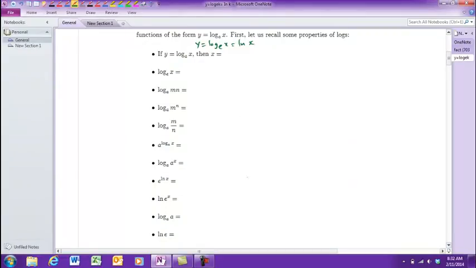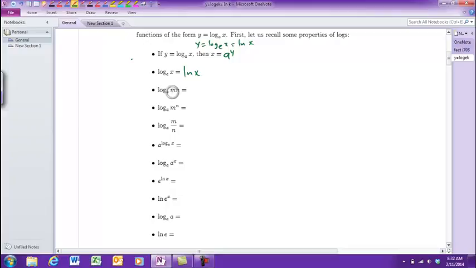Okay, so if y is equal to log base a of x, this is logarithmic form, and what I want you to do here was rewrite it into exponential form. That is, if y is equal to log base a of x, then x is equal to a to the y. This base a is still the base of the exponent, and then the y becomes the exponent. Now log base e of x, that's just natural log of x.